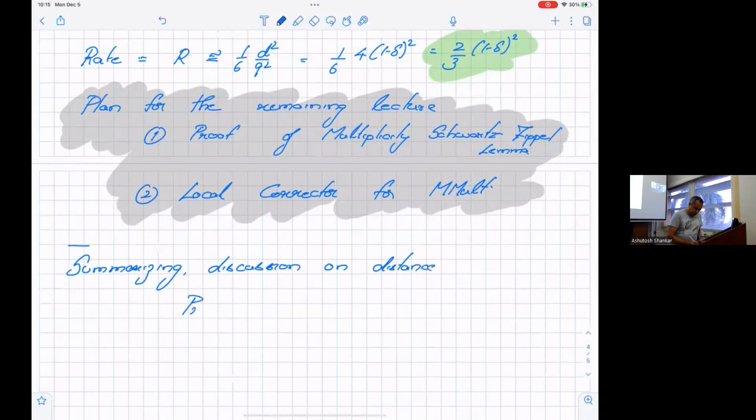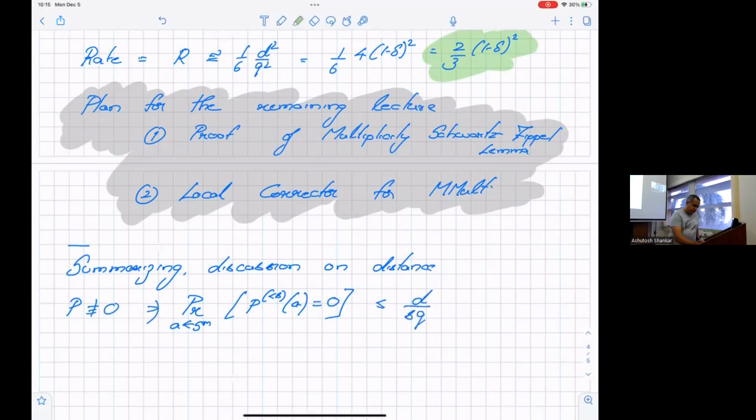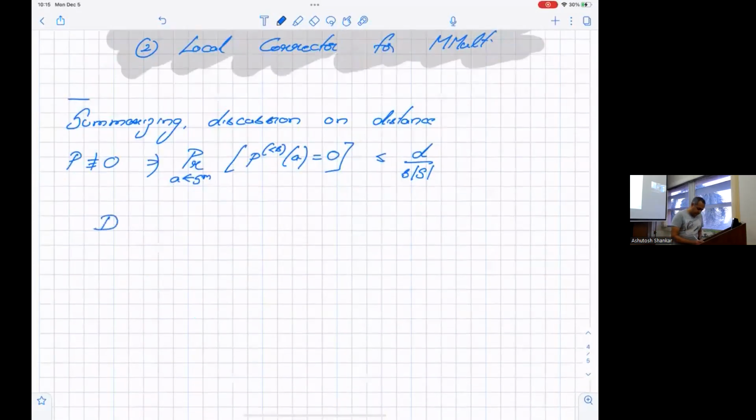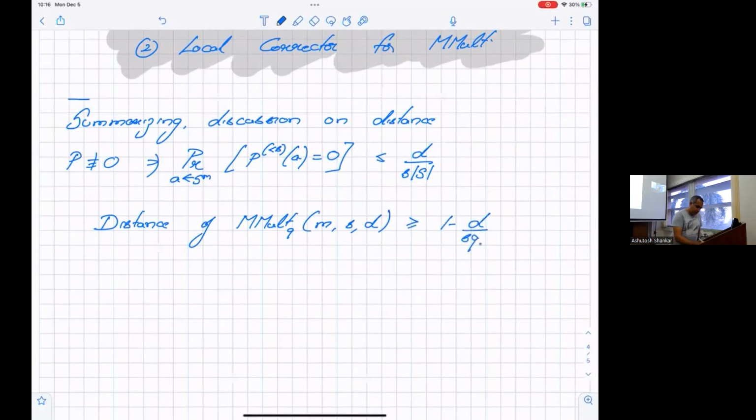The same thing, we have the following probability. A picked from S bar M, P to the S less than A, this is zero. Because if P is, this would be less than or equal to D by S times. What we have, hence the distance of M mult water field Q, M S D is greater than or equal to 1 minus D by S Q. That's the conclusion.